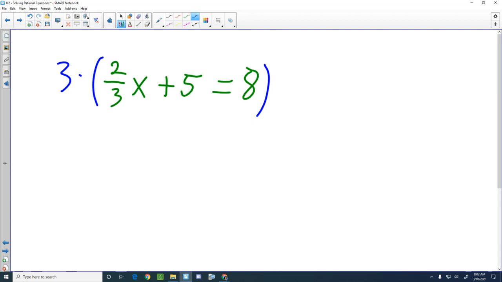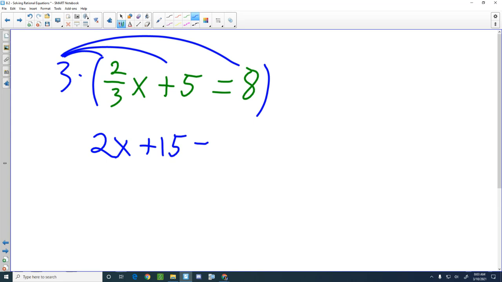I can multiply every single term by that denominator, which we're allowed to do because it keeps the equation balanced, right? The left side and the right side are being multiplied by 3. But when you do this, look what happens. When I distribute that 3 to each of those terms, well, 3 times 2 over 3, for that first term, wouldn't those 3's cancel out and leave us with just a 2x? Then when I distribute to the other terms, you're going to get plus 15 equals 24. And look at the equation now, everybody. Wouldn't you rather solve the equation in blue than the equation in green? Since it doesn't have a fraction anymore, it's kind of nice.